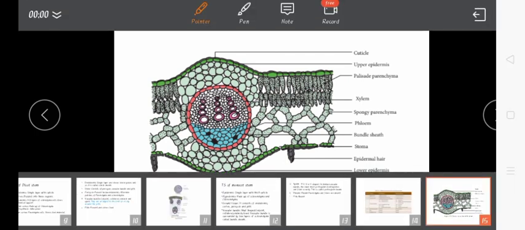And here the diagram is given in green in color. What does it mean? The entire part of the leaf is green. That's a meaning to say about the photosynthesis and presence of chloroplasts.